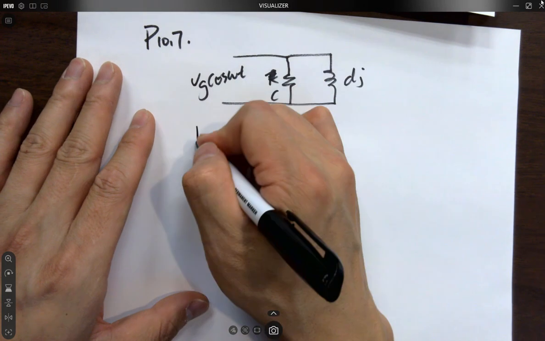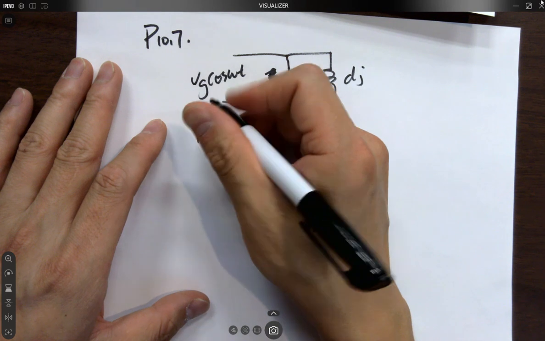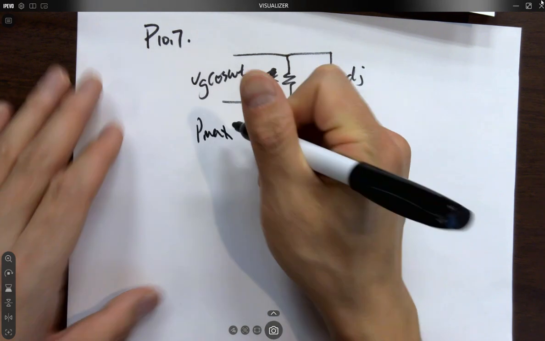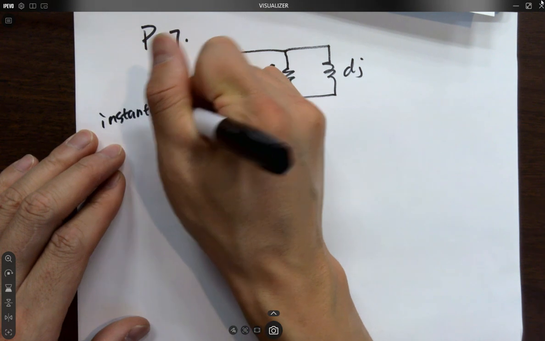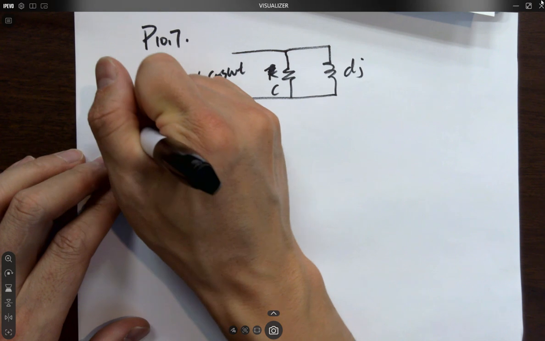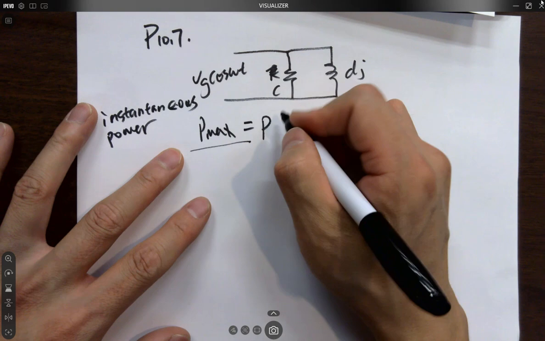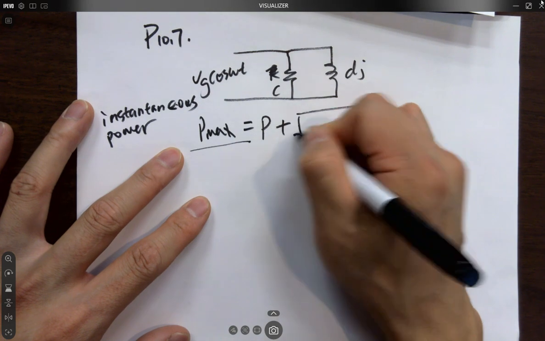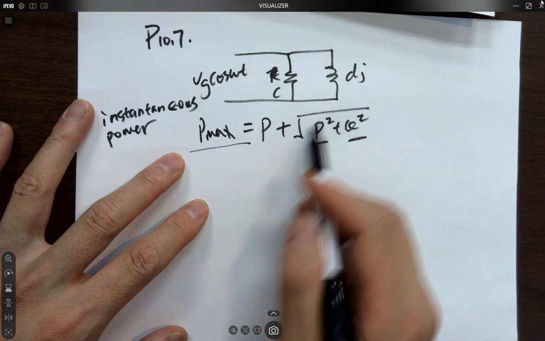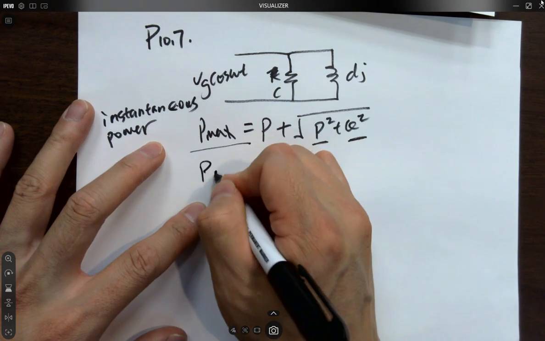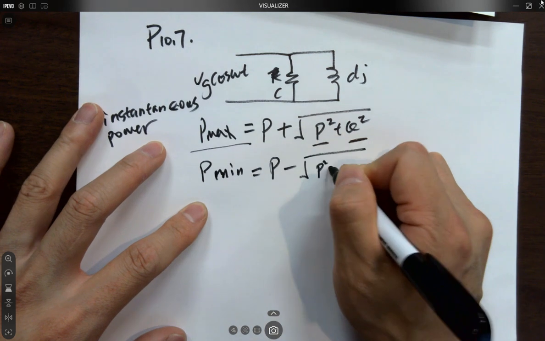So it's asking for the peak. I already did it last time, but I just want to remind you about that. So p(t) is called instantaneous power. It's asking for the peak instantaneous power, which you get by directly using the equation: P plus the square root of P squared plus Q squared. You know how to calculate average power and reactive power. I just put it together like this. And P minimum equals P minus the square root of P squared plus Q squared, okay?